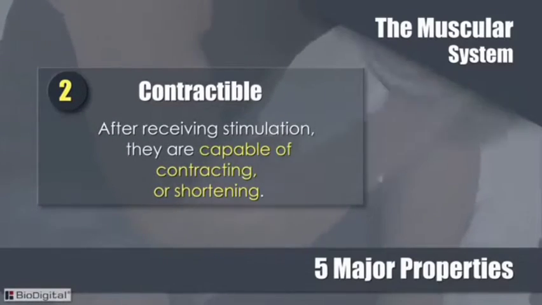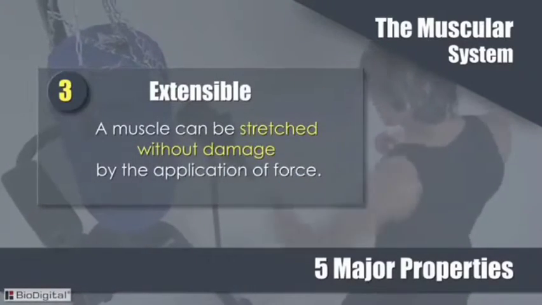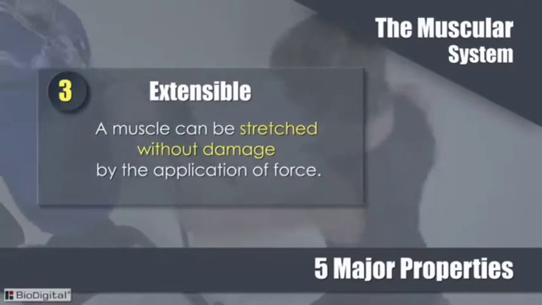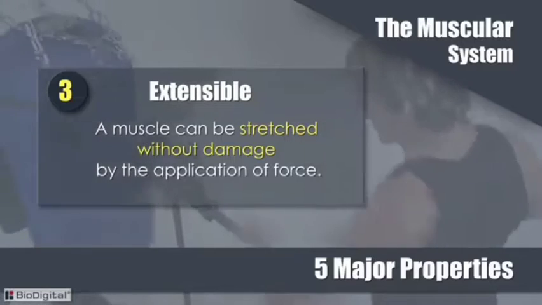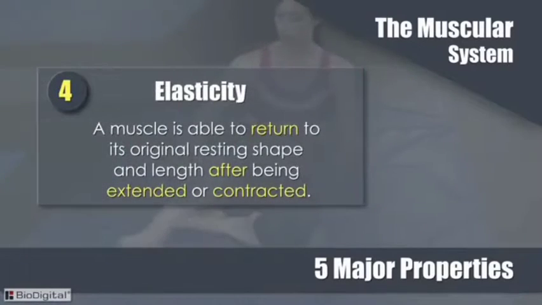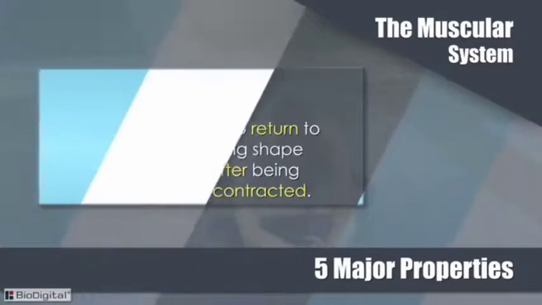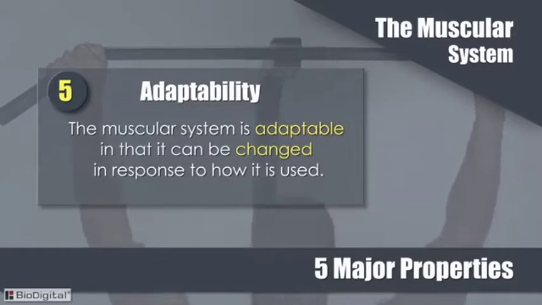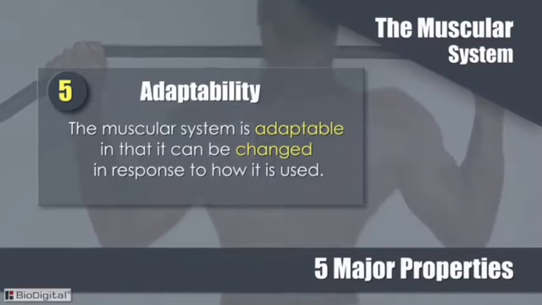3. Being extensible means a muscle can be stretched without damage by the application of force. 4. Elasticity. A muscle is able to return to its original resting shape and length after being extended or contracted. 5. The muscular system is adaptable in that it can be changed in response to how it is used.